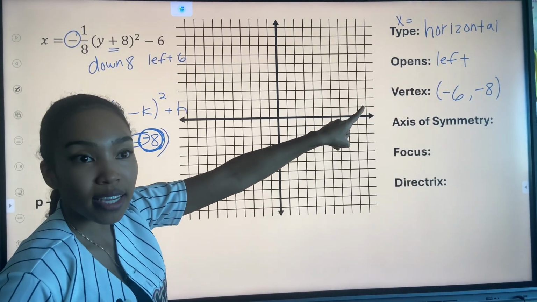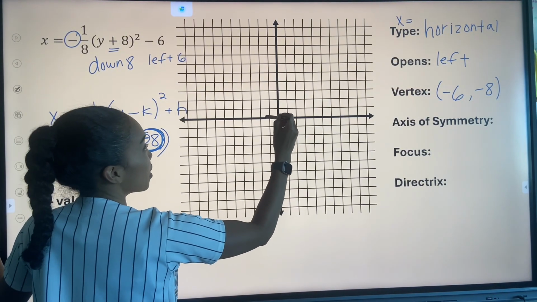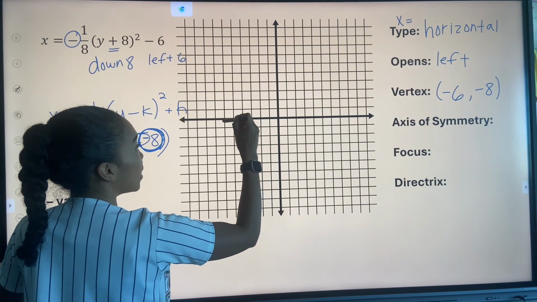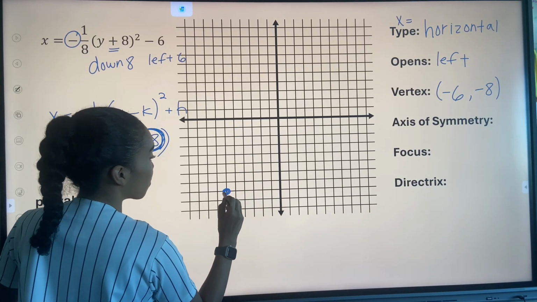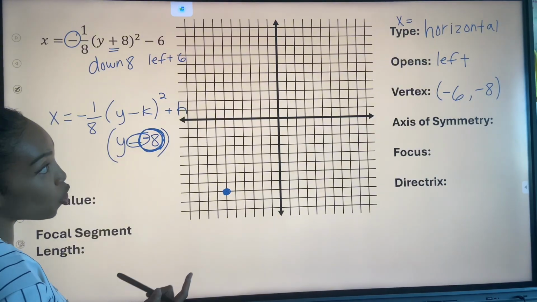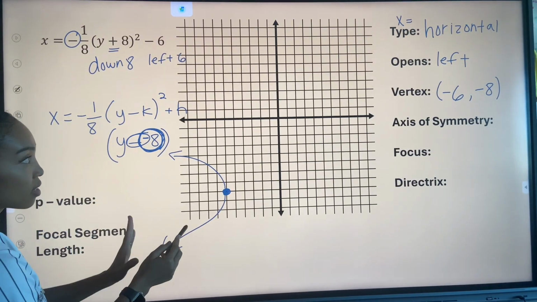Everyone okay with the vertex? All right, so we went left 6, so left 6, and then down 8. All right, and you said you're opening to the left, so this is just a rough sketch. It's gonna look something like that.